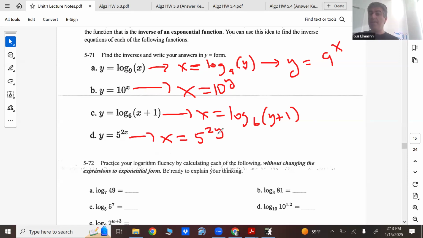Oh, sorry, say again. You're swapping and then isolating y. Correct.